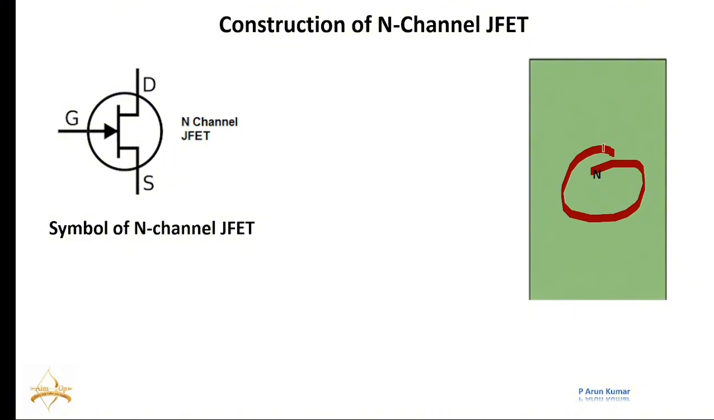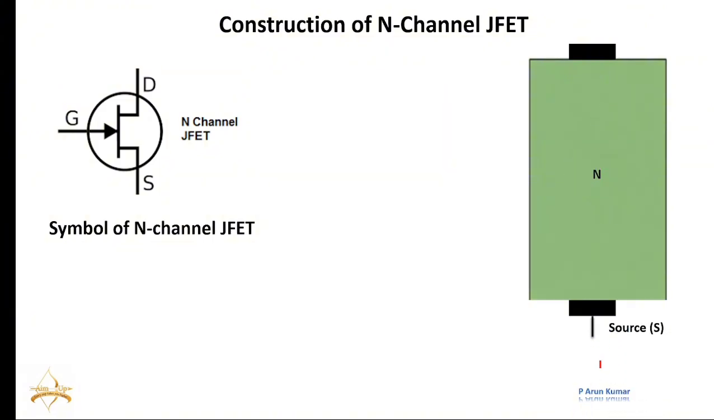By adding pentavalent impurities, it will turn into an N-type semiconductor. On the two sides of this n-type semiconductor, ohmic contacts are connected. One terminal we will call the source, the other terminal we will call the drain. We already know the source will send the charge carriers, here the electrons. The drain will collect the electrons.